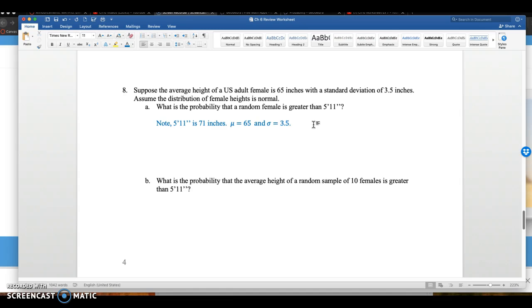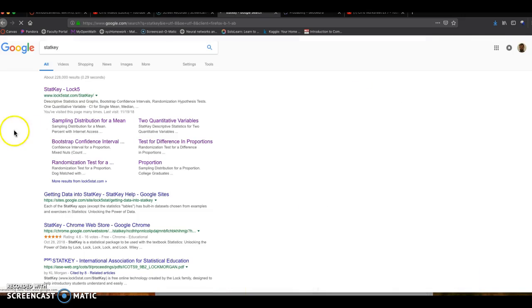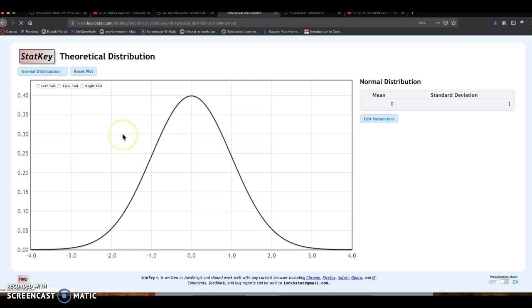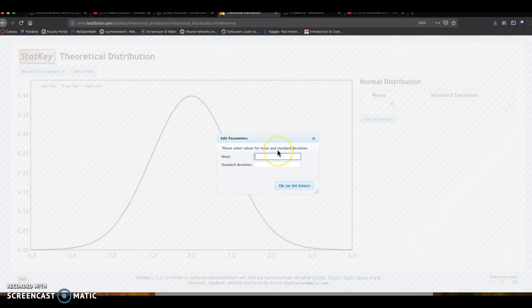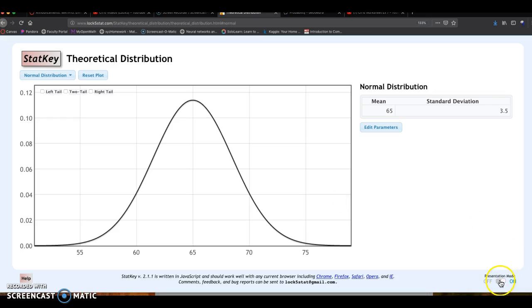Okay, so if we're just taking one random person, we're going to use the normal distribution. I'm going to go here and not GeoGebra. I'm going to Google StatKey. Go into StatKey, theoretical distributions. We're looking at the normal distribution. I want to change the mean and standard deviation. We assume that mean is 65, and the standard deviation is 3.5. So mean 65, click OK. Mean 65, standard deviation 3.5.